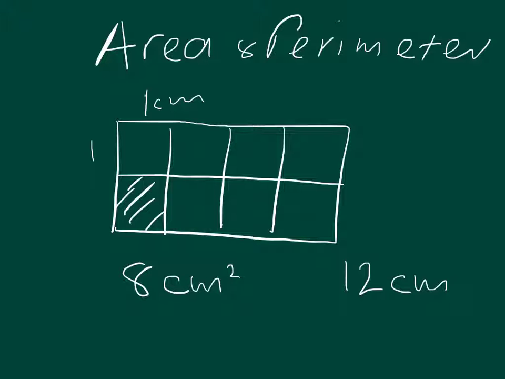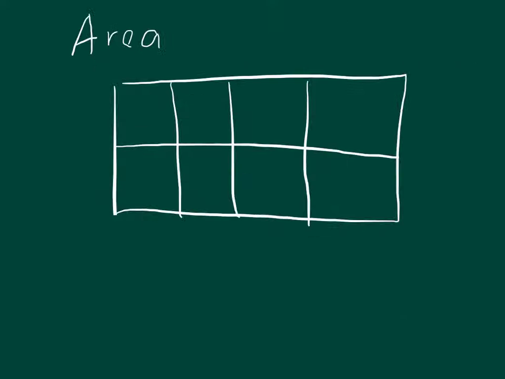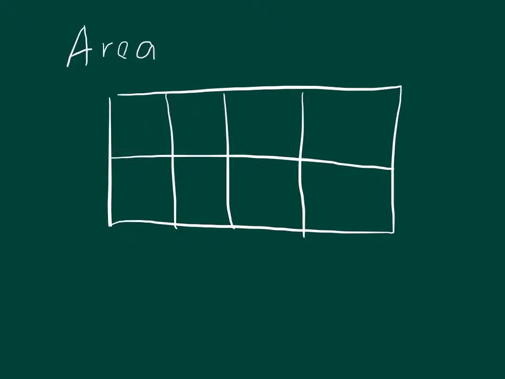Now, can we find a quicker way of doing this problem? Well, instead of counting, we could multiply. So we should notice that the length of one of the sides is 4, and the length of the other side is 2. Now you remember that we counted 8 squares, but we could find that out by multiplying.